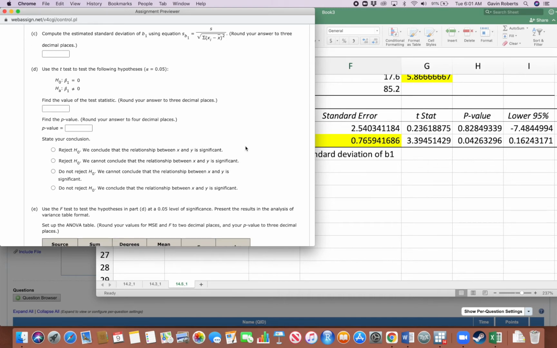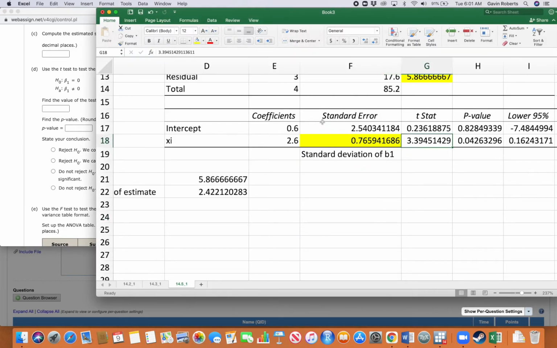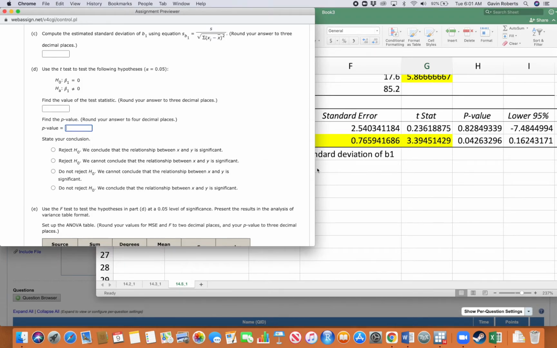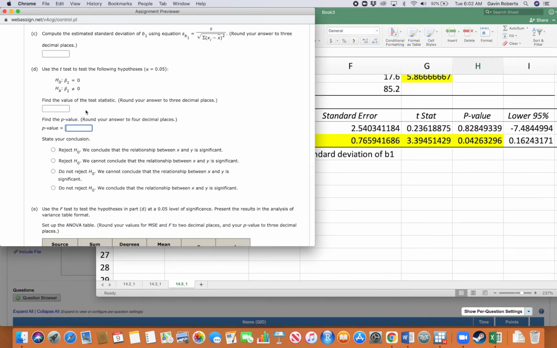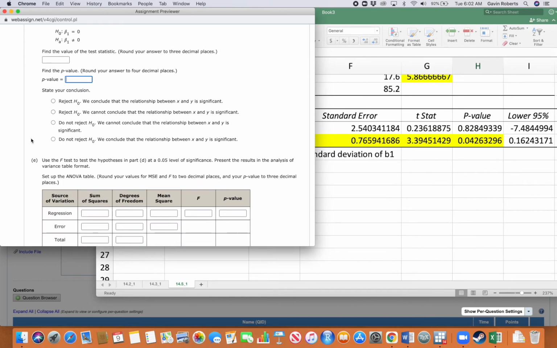So find the value of the test statistic, round your answer to 3 decimal places. Our test statistic, t, right there. That's the test statistic you want. What's the p-value? It's right there. Because now we're doing a hypothesis test specifically on this slope number, right? That's why we're looking at this standard error, this t-stat, this p-value. Okay, so then you can reject, same rejection rules as before.